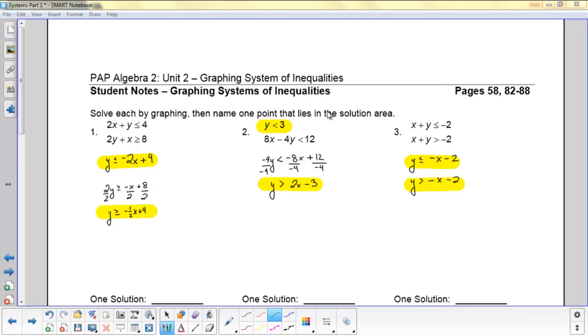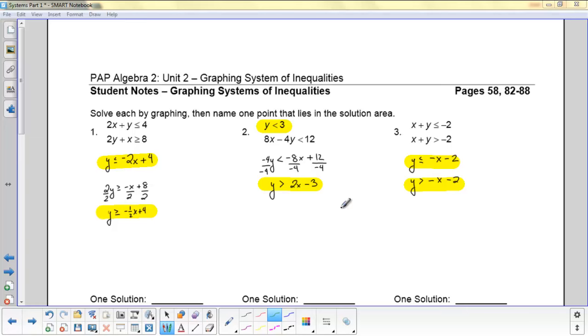Alright, welcome back. We're going to go ahead and take a look at graphing of systems of inequalities. For this particular video, I'm going to be flipping back and forth between Desmos and this notes packet so you can see. You'll notice I've also removed the graphs from my notes page so I can concentrate on solving for y in each of these cases.